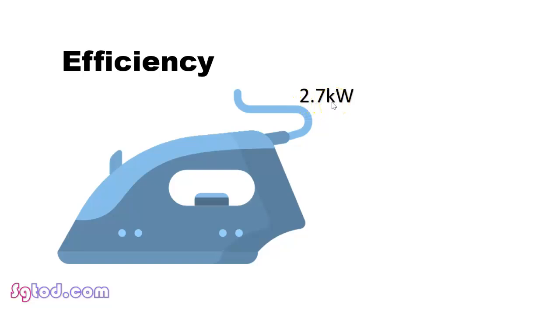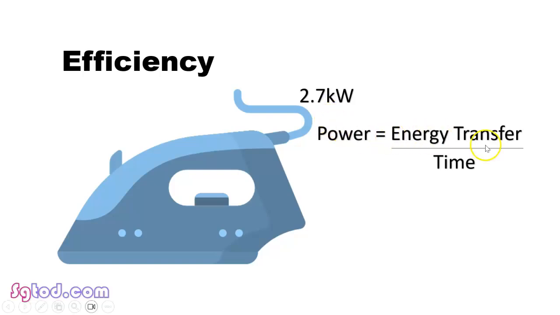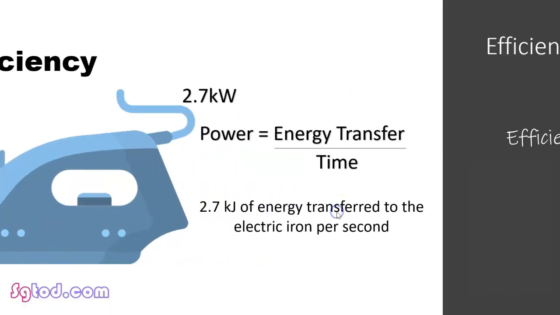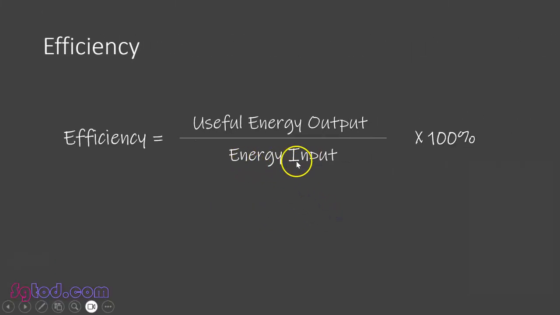For example, the product specification of an electric iron may state that it has a power consumption of 2.7 kilowatts. You will learn more about power in Module 3. Power is defined as the rate of energy transfer. So what the power consumption of 2.7 kilowatt means is that the amount of energy transferred to this electrical appliance is 2.7 kilojoules per second. This 2.7 kilojoules is therefore the energy input per second.